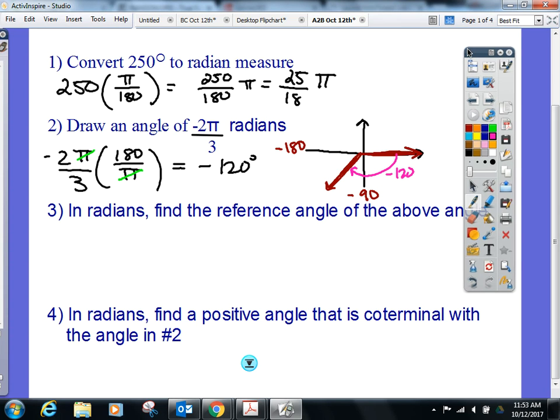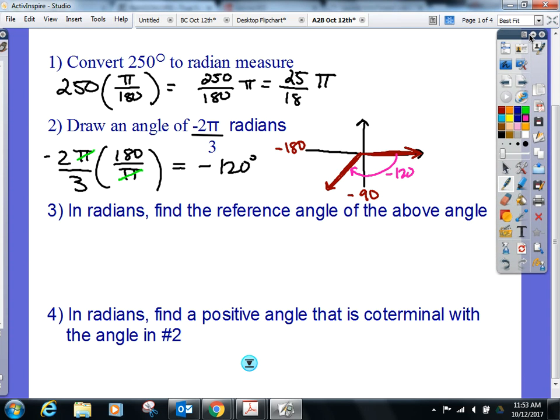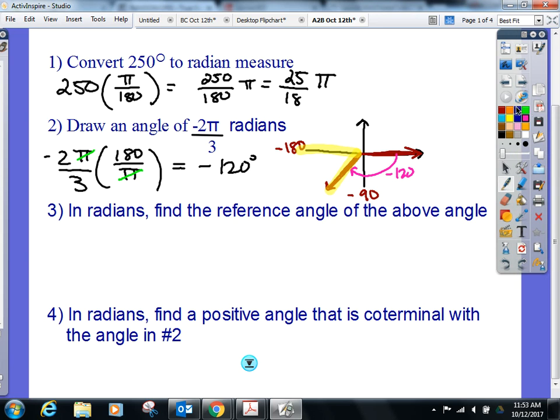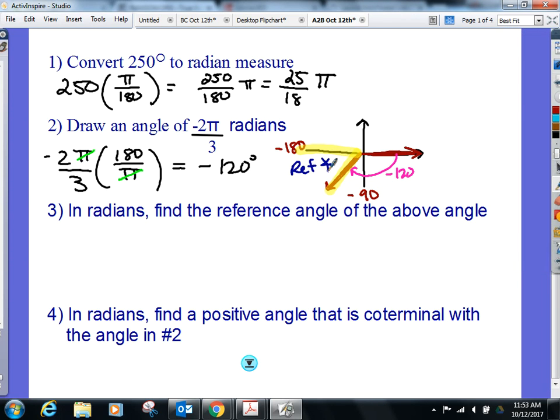Okay, now find the reference angle for negative 120. Find the reference angle. Do we know where it's located? Right here. Terminal and which one? Should I highlight the y or the x-axis? X-axis. So basically, I'm asking you, can you find that angle right there? That's my reference angle. You can give it to me in degrees. That's fine. We'll change it. What is that reference angle right there?